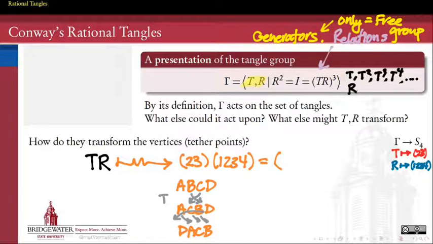So what would that be in cycle notation? All in all, 1 would go to 2, 2 would go to 4, 4 would go to 1. Wait a minute. Yes, right, because notice C is actually staying put. And so 3 stays in its place, and we end up with a 3 cycle, 1, 2, 4. Yeah, there we go.